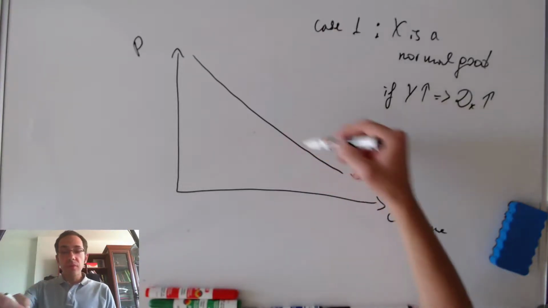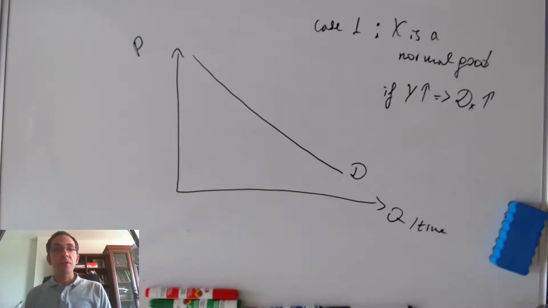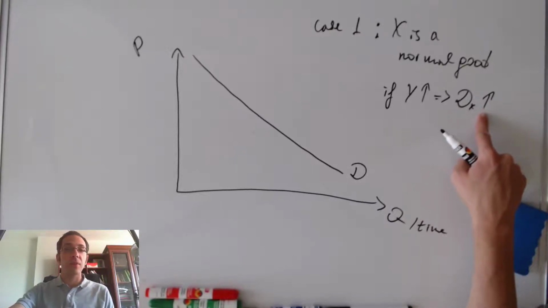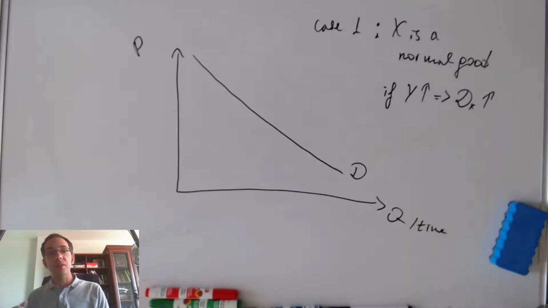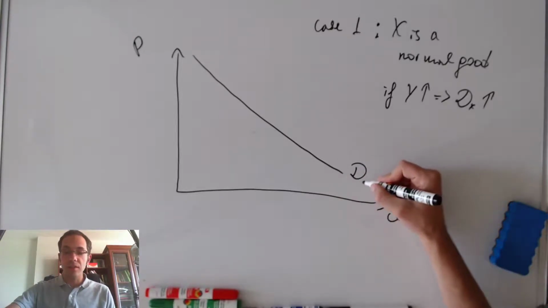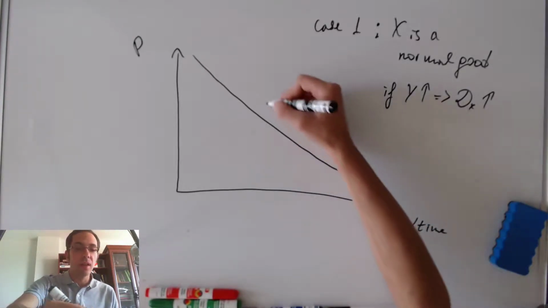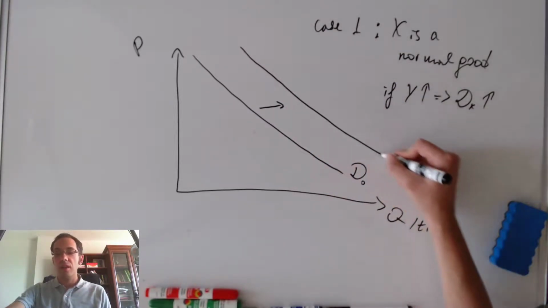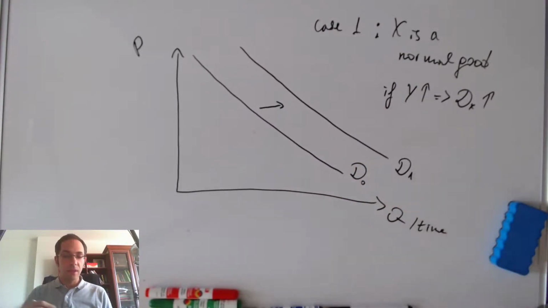However, we cannot move along in the traditional way that we were doing when we were changing the price. So we effectively need to draw a new demand curve. We need to draw a demand curve that's greater than the old one because the demand for X is increasing. And the only way we can do that is when we shift the demand curve to the right. So let's say this is my D0, the old one. And to draw the new one, I'm going to simply shift it to the right, and this will be D1.